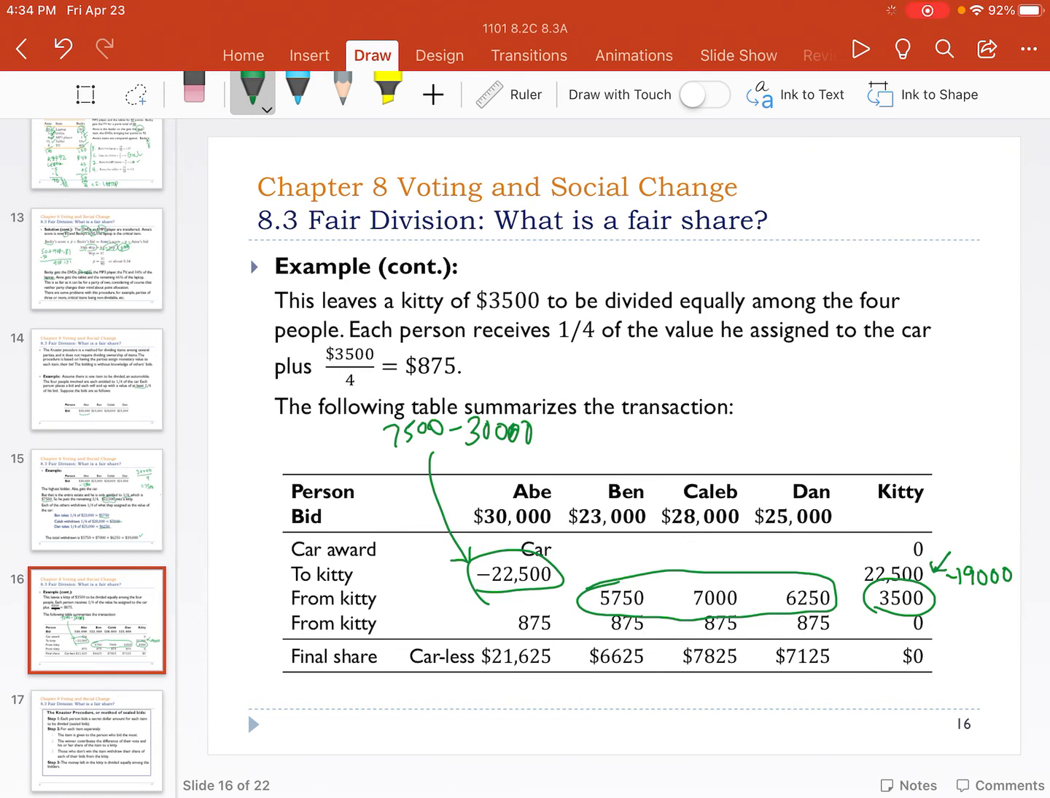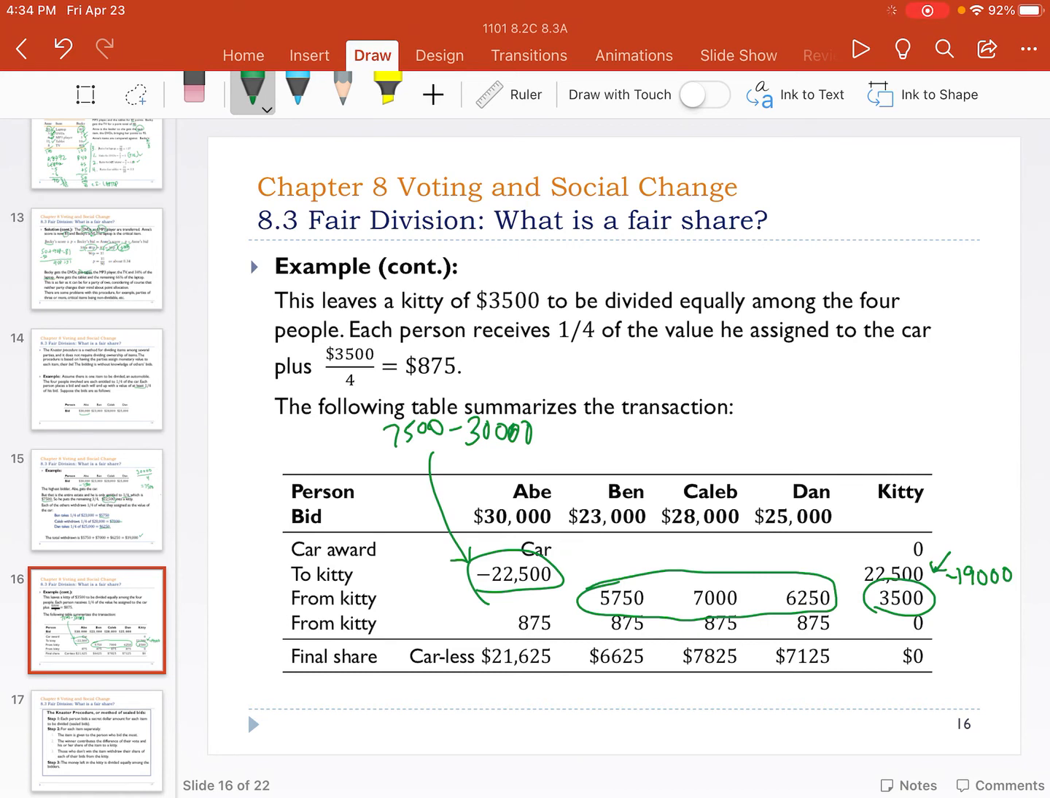There's no weighted situation at all. So the 3,500 will be divided by 4. Each person gets 1/4 of the value he assigned to the car, plus this sort of correction factor is never going to be negative. That's the good news. It isn't like, oh, suddenly you got to pay $500. No, you get a little bonus on it. Sometimes it's a big bonus. Okay? There's some math involved.